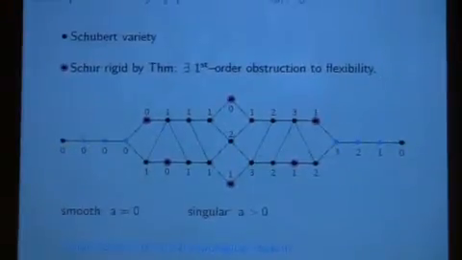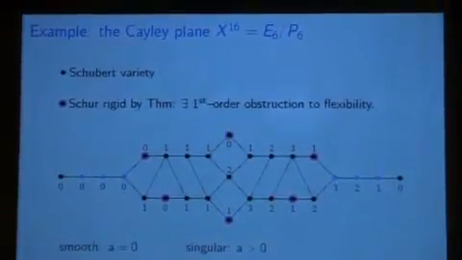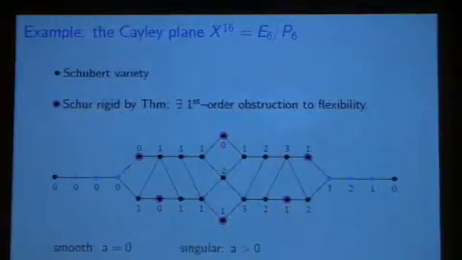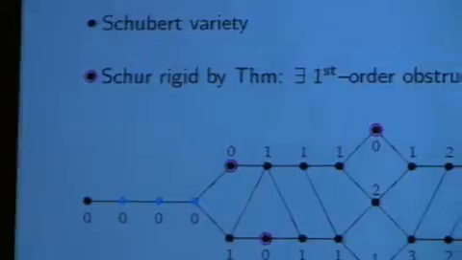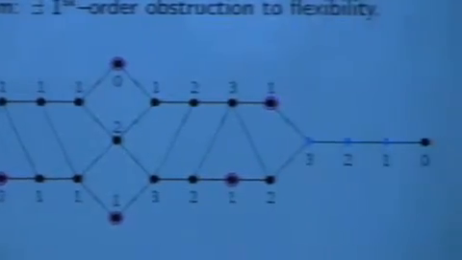Okay. And then one more example for fun. That's the E6, P6 example. Lots of varieties thrown out for trivial topological reasons in that case.